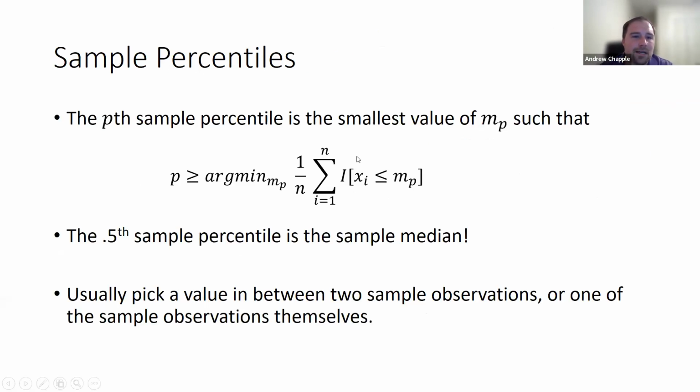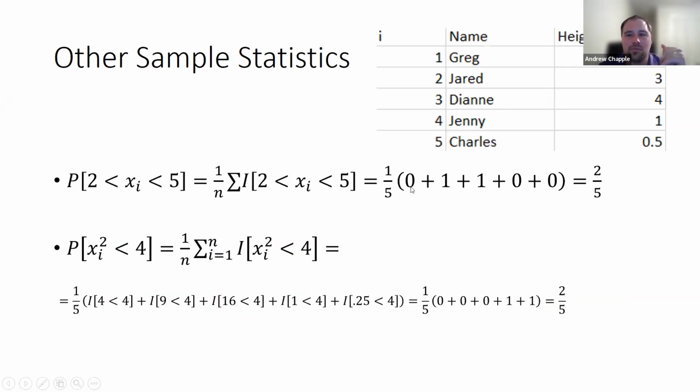Okay, sample percentiles. These are the smallest value of this function such that this holds. Okay, so this is, I guess, kind of confusing. I'll walk through it in an example, but this is just the math. This is just saying, hey, MP is some number. So MP could be 2, it could be 3, it could be 7.